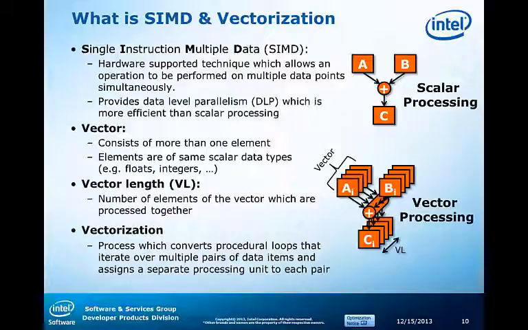As a fair warning, even though there may be a technical distinction that I'm not aware of, I'm going to alias the terms vectorization and SIMD throughout the rest of the presentations going forward.